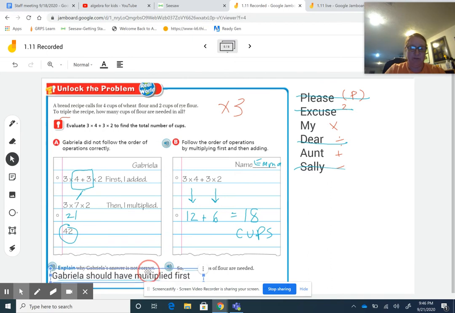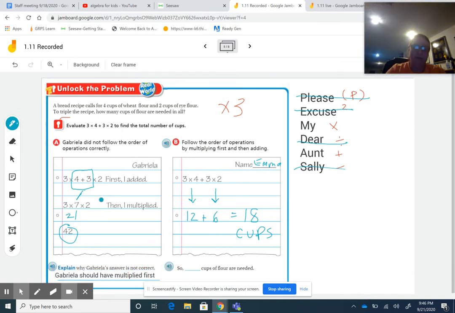And I'm going to squeeze it back down here and make it a little bit smaller. Perfect. Okay, so how many cups did we say we needed? We needed 18 cups. Okay, let's carry on.